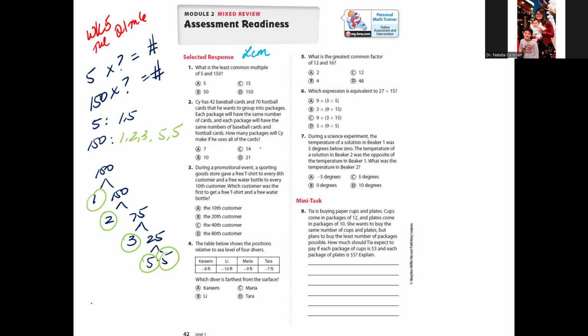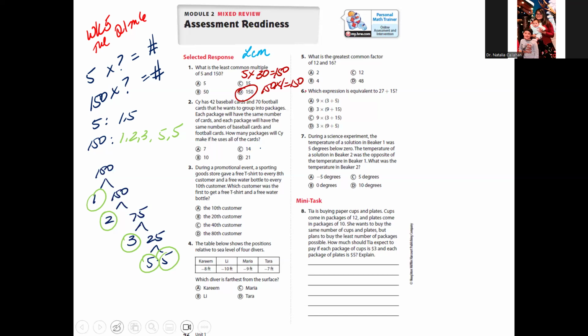So between 5 and 150, what is the biggest number that they can both multiply and equal? It's 150. The reason for that being 150 is because it's the biggest number: 5 times 30 is 150, and 150 times 1 is 150. Do you see that? Mm-hmm.